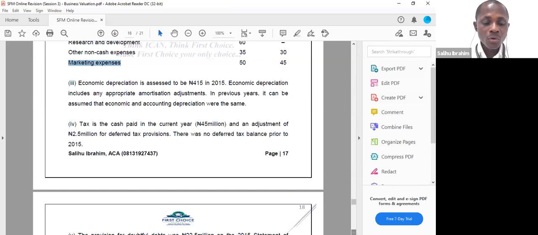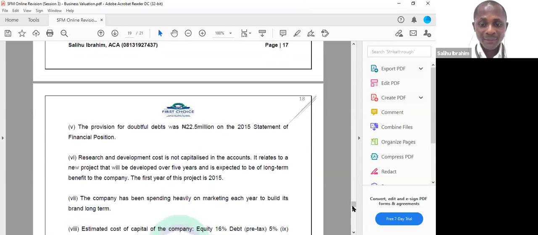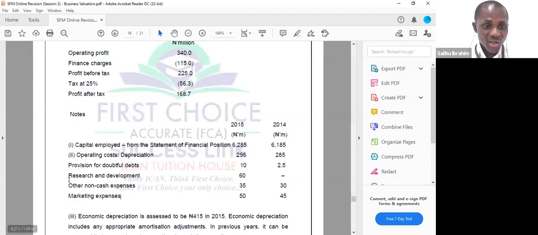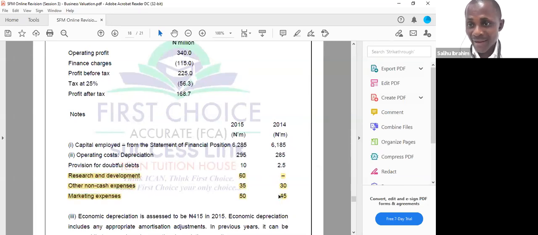Now, go and look at what this information tells us. Information 2. I said that if you capitalize all these expenses, you need to go and compute appropriate amortization, right? You have to compute amortization on them. And when you compute amortization, it should be used to reduce your profit. And it should also be used to reduce your capital employed for that year, right?